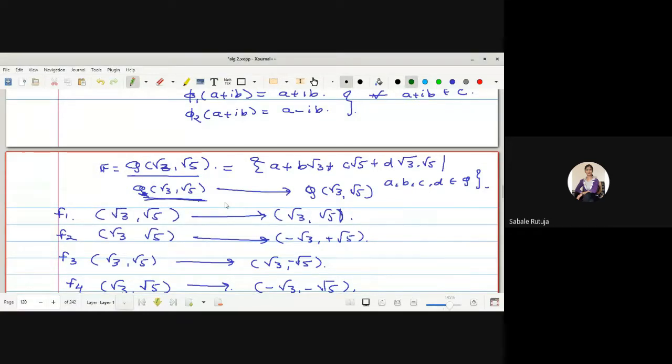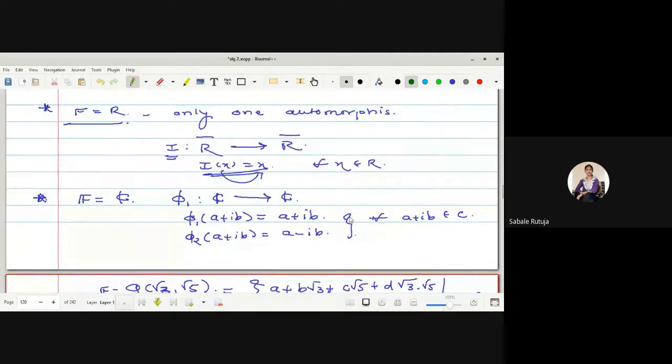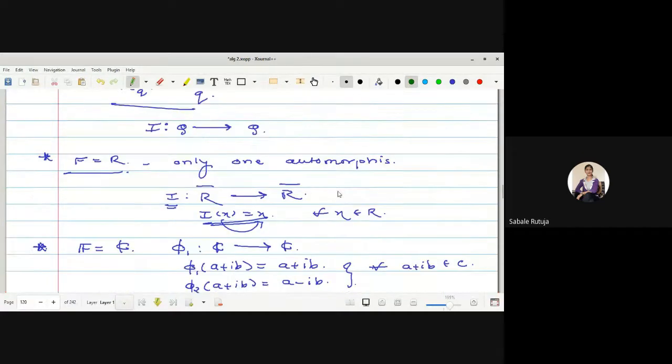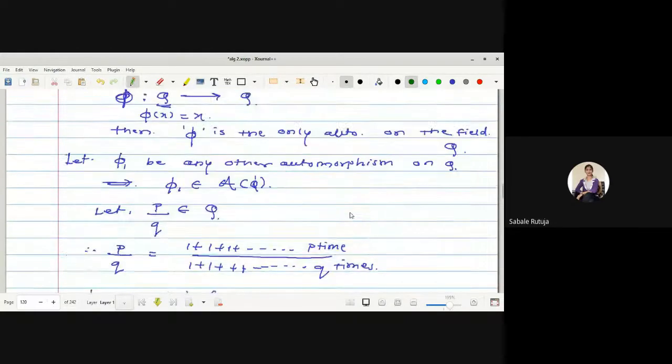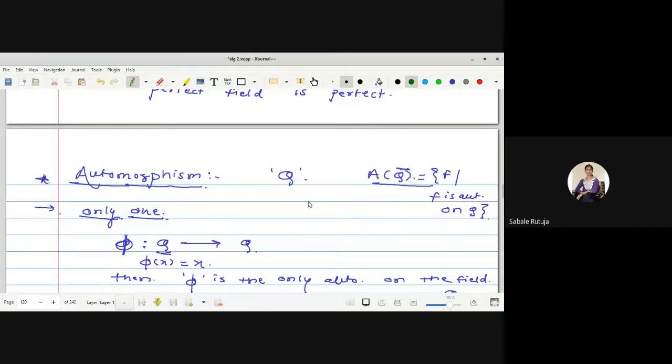In the last lecture, we saw what an automorphism on a field is. What is an automorphism on a field? With the same domain and codomain, the mapping is an isomorphism. Also, we saw that on the set of rational numbers, we can define only one automorphism.